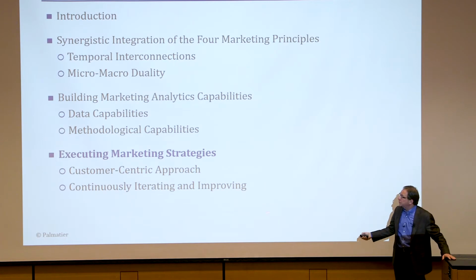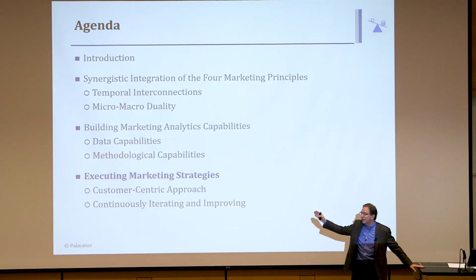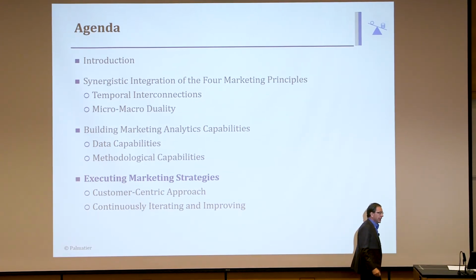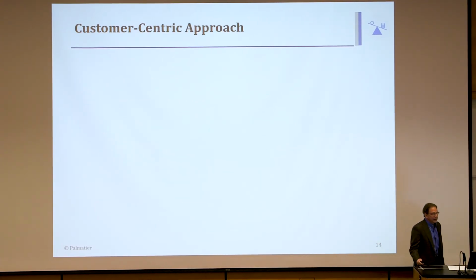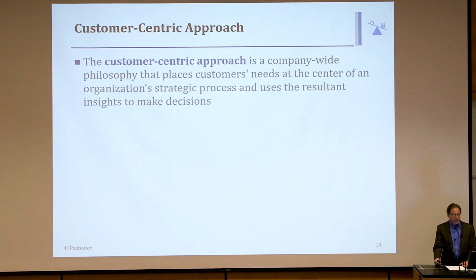Now we're going to go to the last section. The last is executing marketing strategies. There's 2 parts here we want to look at. We want to look at customer-centric approach, and we're going to look at continuous iterating. Let's look at customer-centric first. What is it?